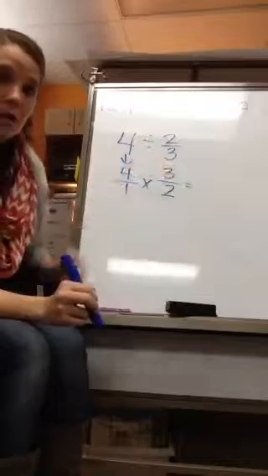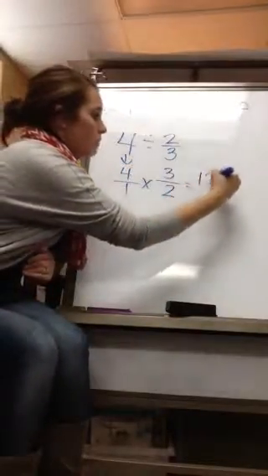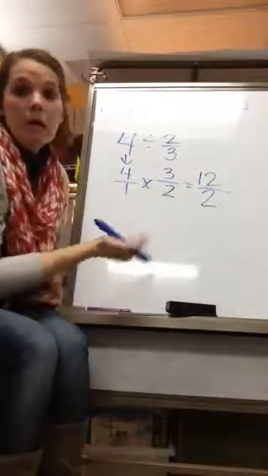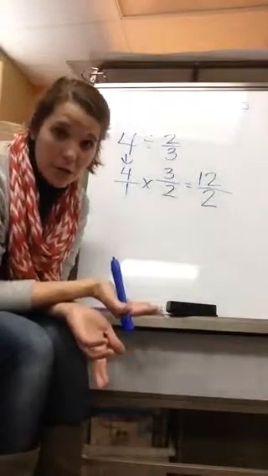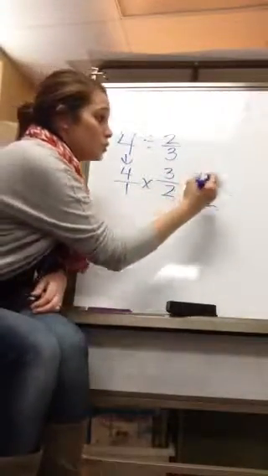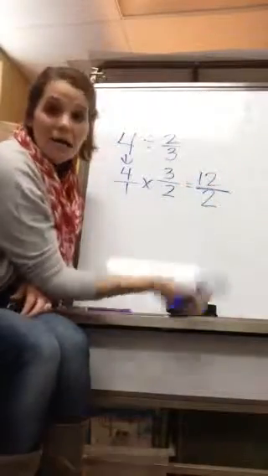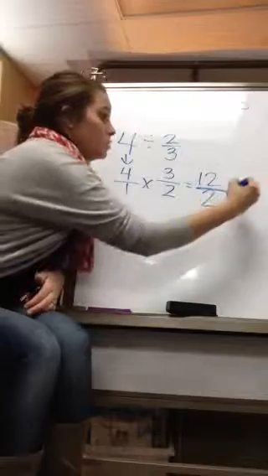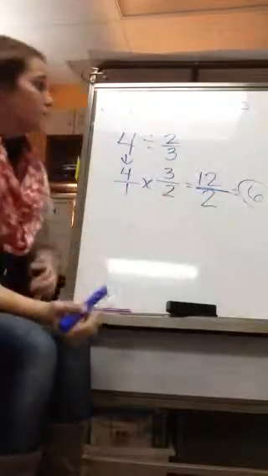So now we just multiply our numerators. 4 times 3 is 12. And we multiply our denominators. 1 times 2 is 2. Now I've got an improper fraction I've got to take care of. It's top heavy. This is just 12 divided by 2. That's all. Fractions are just division. You just watched a video about that. 12 divided by 2 is 6.